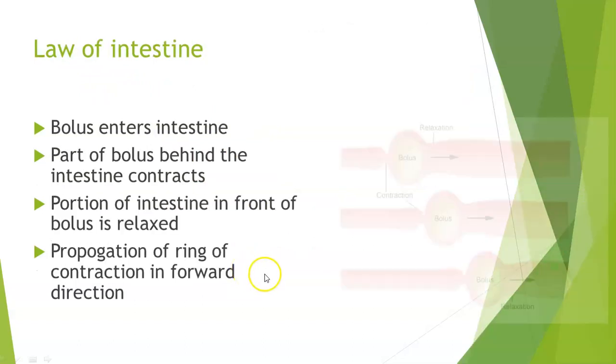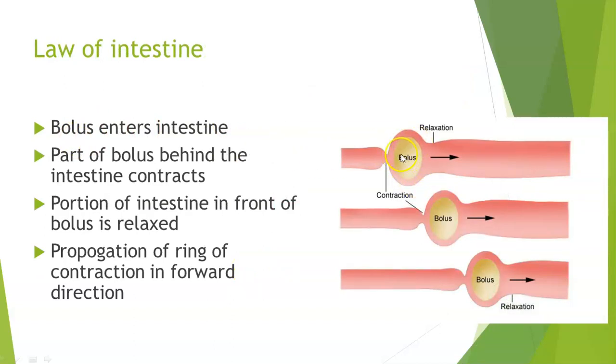Next one is the law of intestine. When the bolus enters the intestine, the part of the intestine behind the bolus gets contracted and the part of the intestine in front of the bolus gets relaxed. So the propagation of the ring of contraction in the forward direction is the law of intestine. This is the ring of contraction. Propagation is the movement of the ring of contraction in the forward direction. So this helps in the movement of the bolus in a forward direction towards the colon. This is the law of intestine.